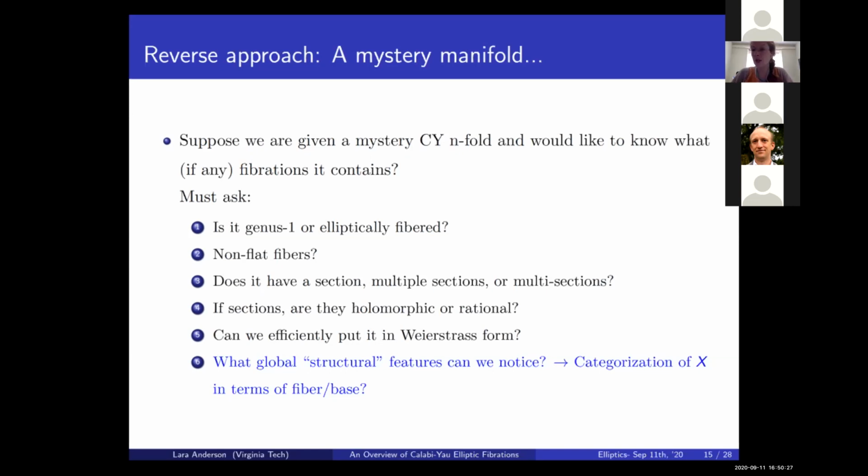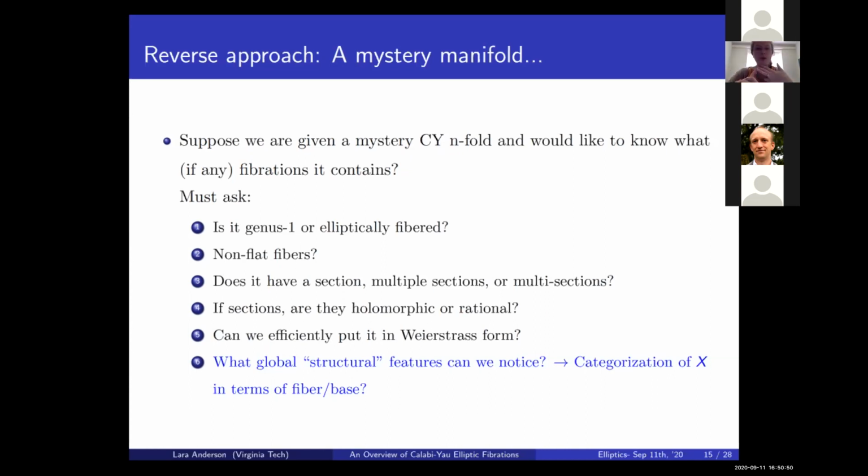I want to ask the following question, and this is one that my collaborators and I have thought about recently in some detail. Suppose we are given a mystery Calabi-Yau n-fold. We know that the set of fibered guys is finite, but let's take some general one out of the set of all Calabi-Yaus. It doesn't need to be finite. Sorry, it doesn't need to be fibered. Can I ask, is it fibered? Is it genus 1 or elliptically fibered?